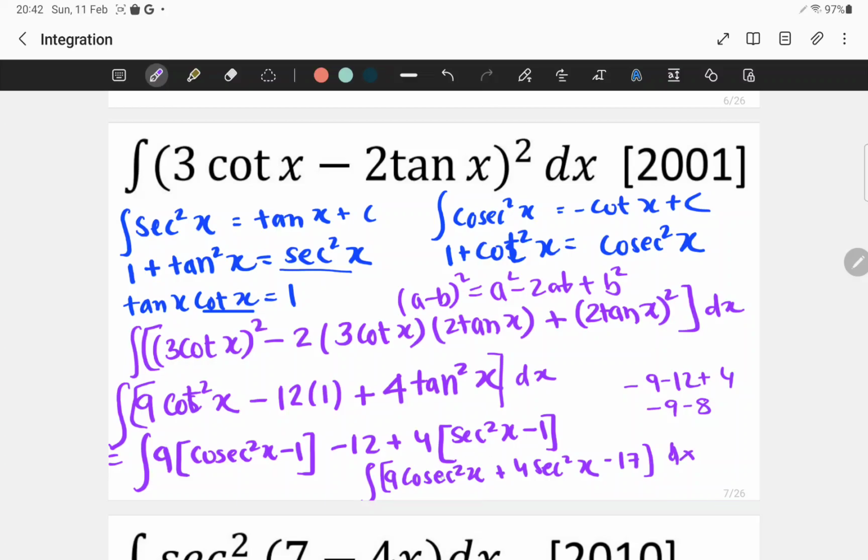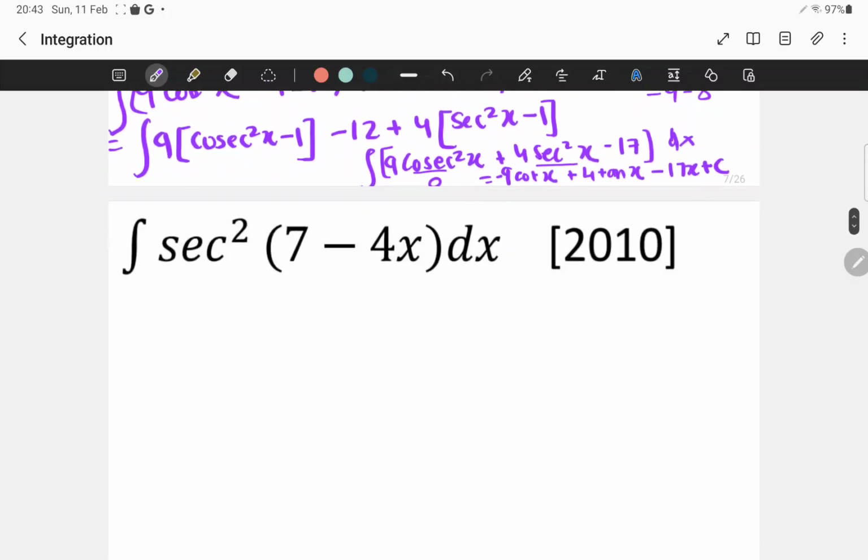And now we know integration of cosec square x, so it gives 9, answer minus 9 cot x plus 4 tan x minus 17x plus c. So integration of constant is x.